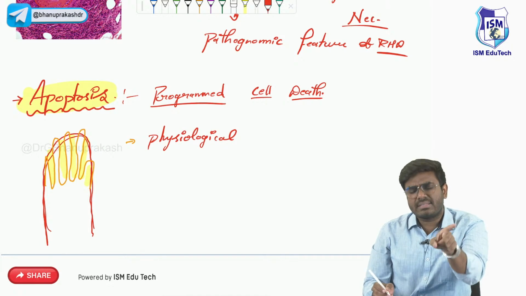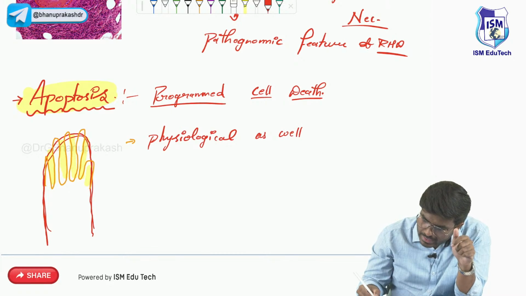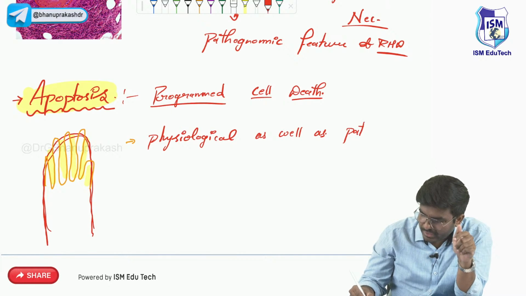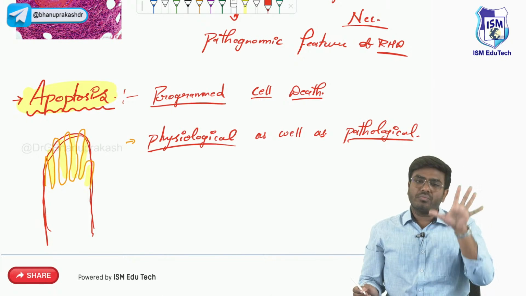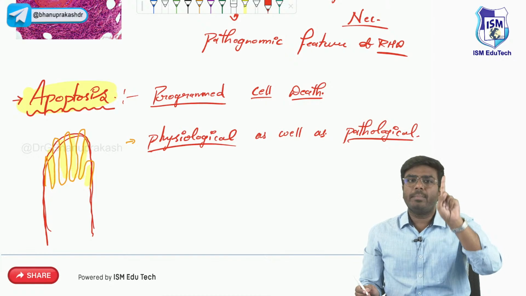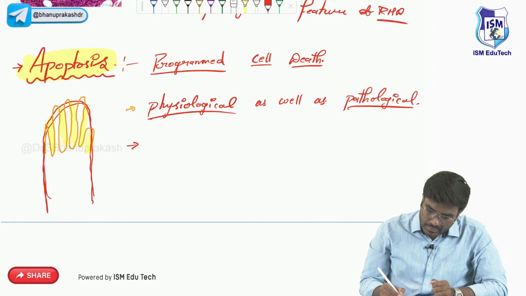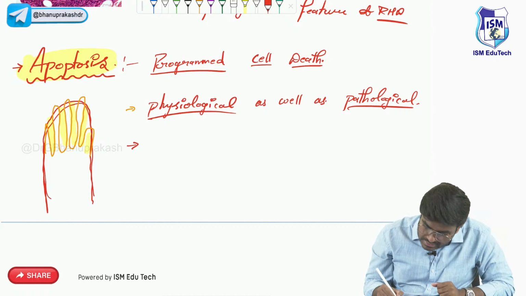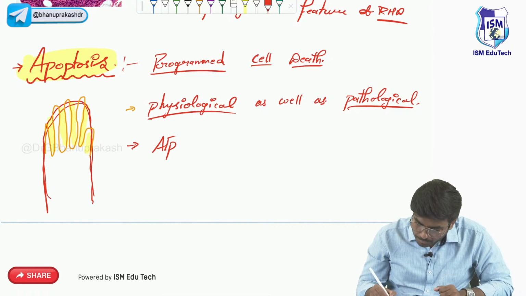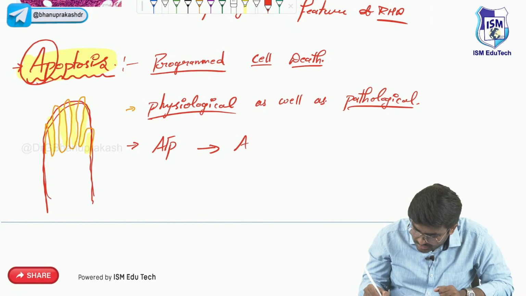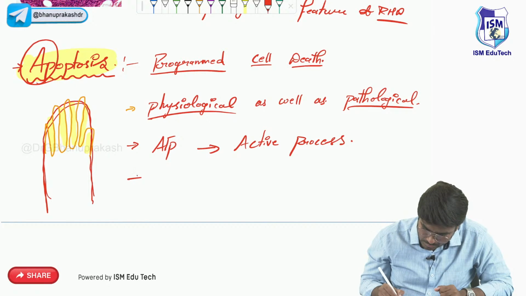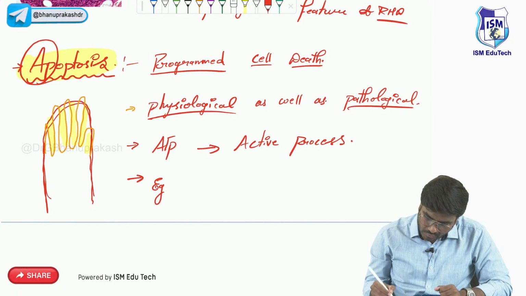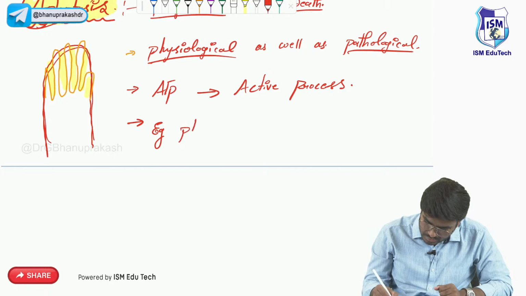Physiological as well as pathological. Sometimes even pathological apoptosis can happen. So physiological as well as pathological, but necrosis is all the time pathological. Now, other thing, apoptosis is a program, right? The cell is committing suicide. Now it uses ATP, it uses energy. So apoptosis is an active process. No doubt, it's an example of an active process. Now examples are very, very important. What are the examples? Especially physiological examples.